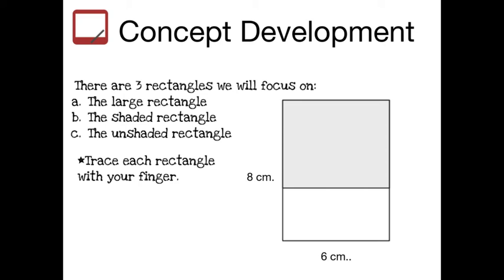Good. Now trace the shaded rectangle. That's just the part on the top. Great. Last, with your finger, trace the unshaded rectangle. That's the part on the bottom.